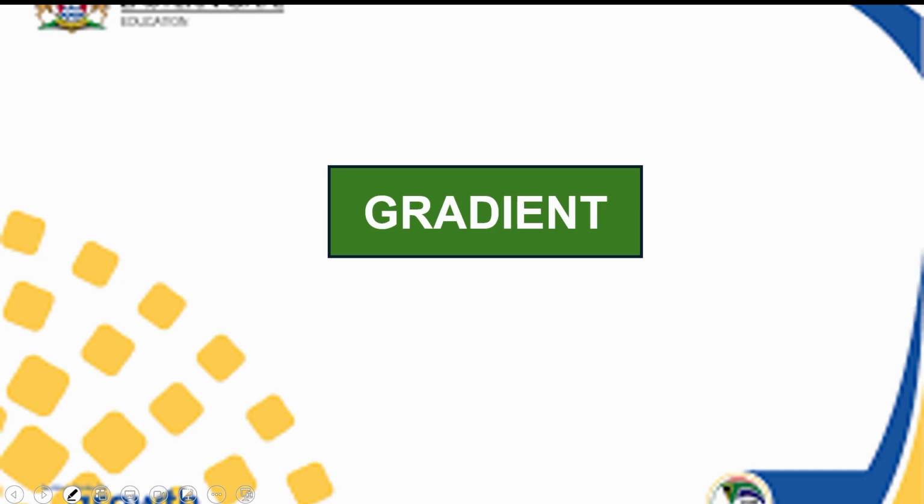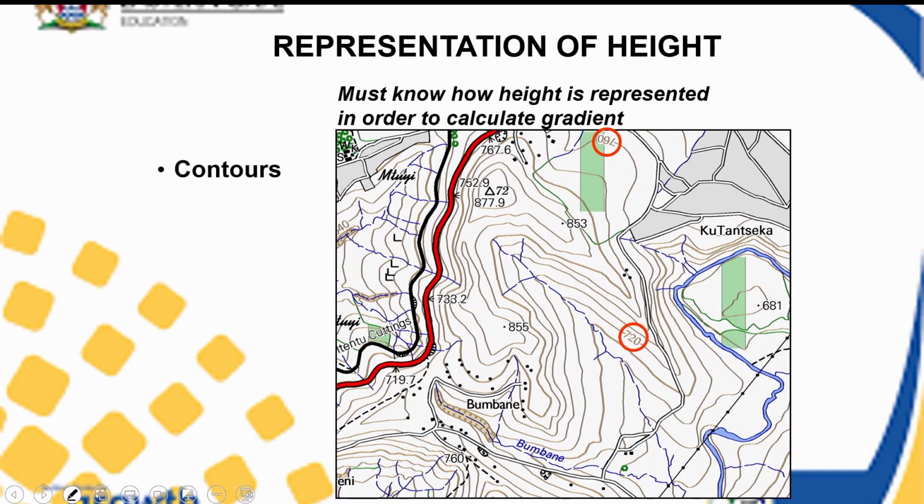Then let's move to the third calculation, which is on gradient. And gradient is a topic which is always challenging to most of the learners. But firstly, what you need to understand is that when you are measuring a gradient, you need to look for those indicators of height when you are calculating. In a map, whenever you are calculating, you need to make sure that you know the contour lines. So here we've got the contour line, which is 760 meters, and another one at 720 meters. That's the first one, the first indicator.